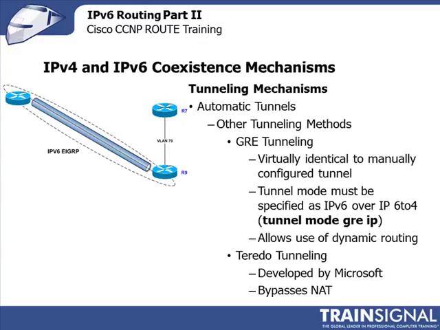And one of the things GRE allows is for dynamic routing to be used across the tunnel, unlike the manually configured tunnel and some of the others where the routing has to be static.